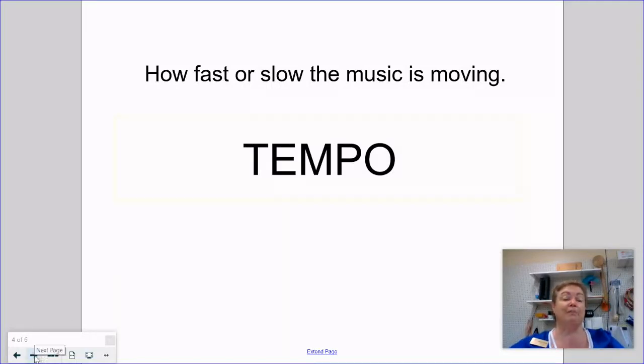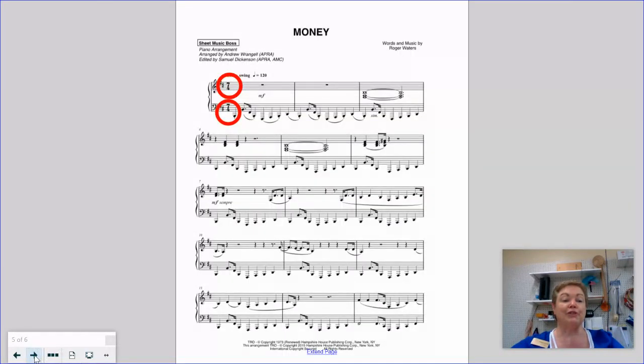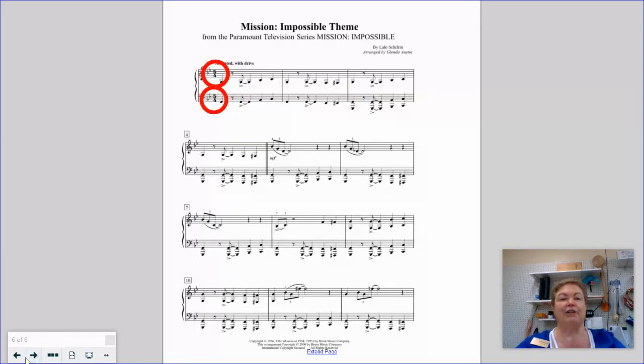And we also did a couple of a little more unusual time signatures. Back in the days of my childhood, a group called Pink Floyd did a song called Money. The time signature for that was 7/4. You can see I circled it in red. And we also have listened to the Mission Impossible theme. That one has 5 beats in the measure, and you can see that in the time signature.